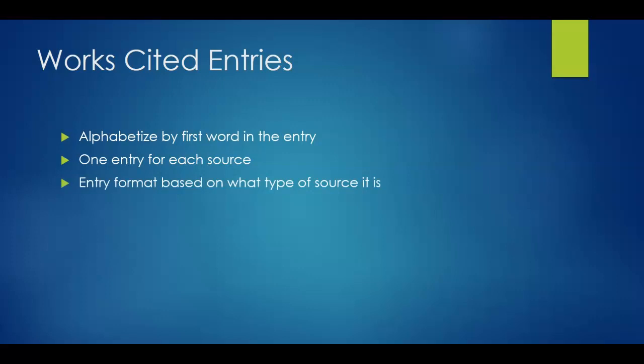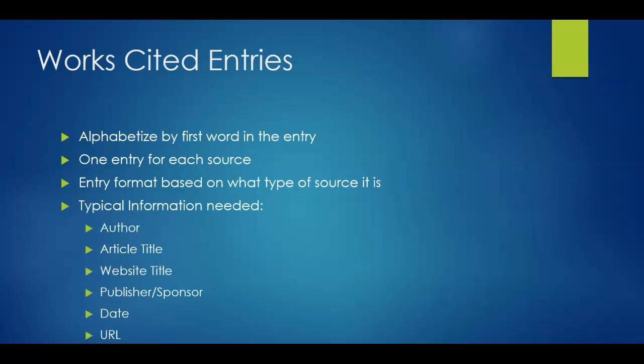The entry format, so what it looks like and the order that you include information for that source, is based on what type of source it is, but a lot of the elements are the same regardless of what kind of source you have. So the typical information that you'll need is an author, a person who has created the source, and a title immediate to the work. Typically this will be something like an article title or a web page title.